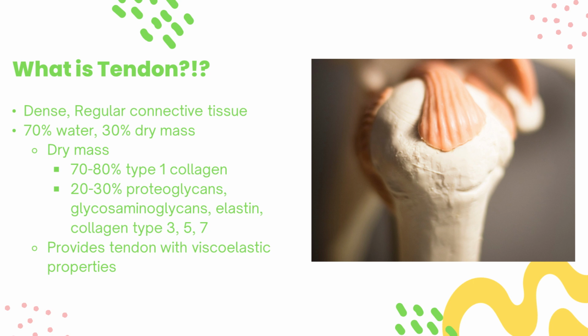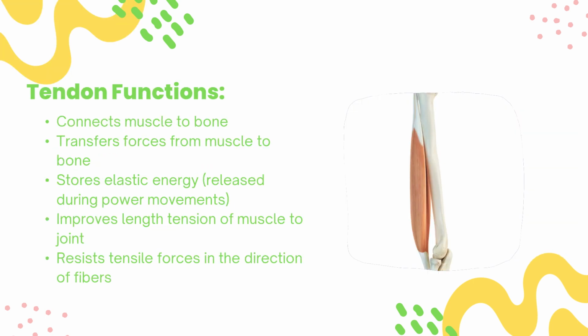Tendon provides a viscoelastic type of property. And what this means is it's viscous, so it has this thickness and this gel-like property, but it also is elastic, it can stretch, it can move, so it kind of has properties like a water and a gel. But then again, same thing like a fascia where it can stretch a little bit because it does have that elastin in it. When we talk about tendon functions, we know that tendon connects muscle to bone.